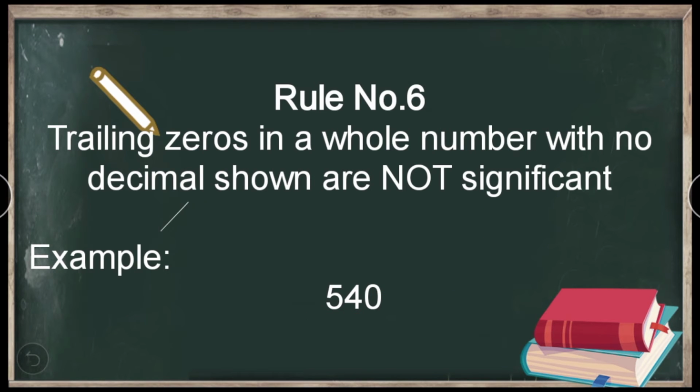Rule number 6. Trailing zeros in a whole number with no decimal shown are not significant. So writing just 540 indicates that the 0 is not significant. And there are only 2 significant figures in this value.